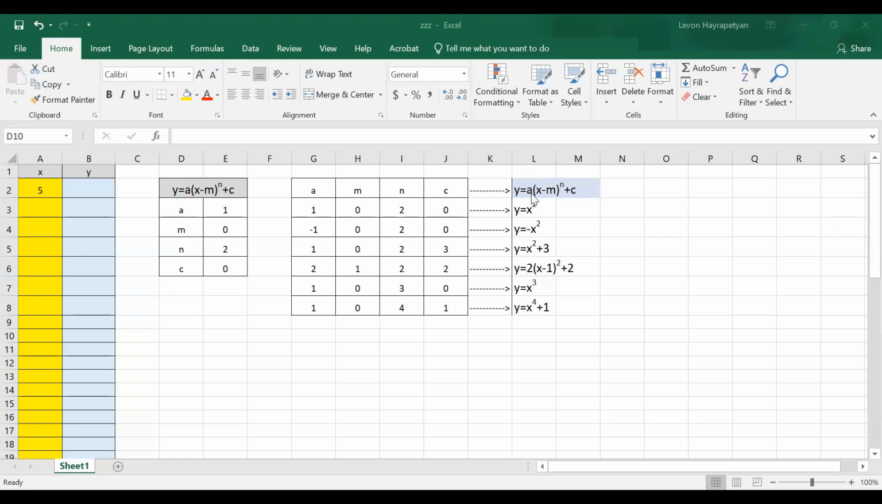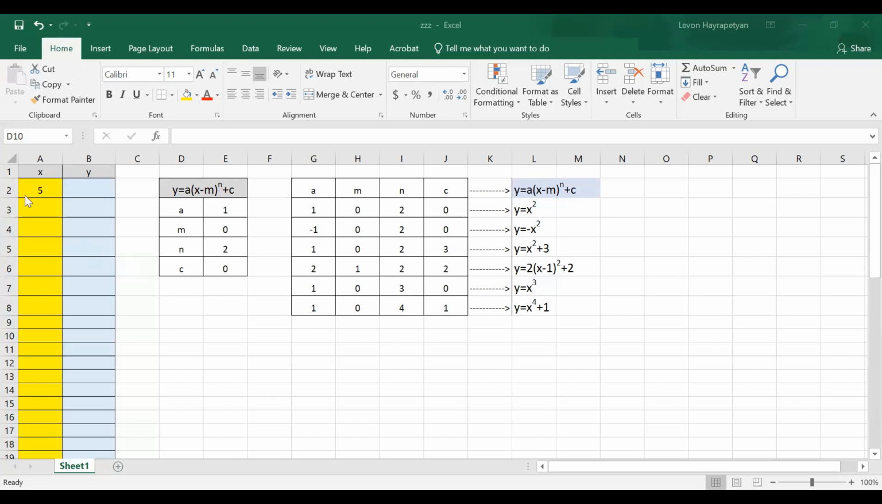So if a is 1, like in this case, it will be just x squared. If I put a 2 in here, it will be 2x squared, which means the graph of x squared will be compressed and it will become taller. All right, let's start sketching the graph.